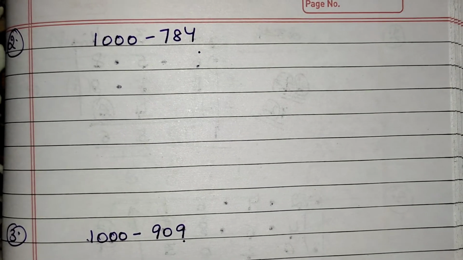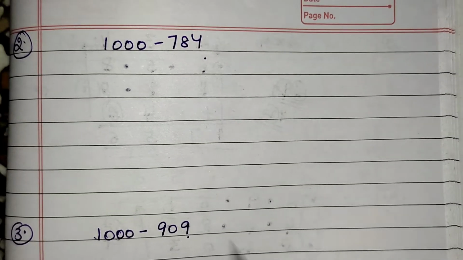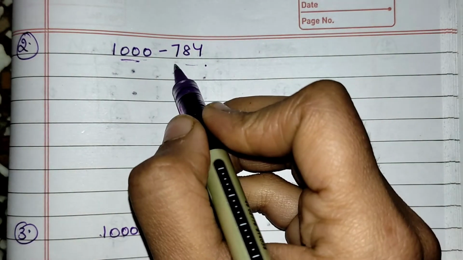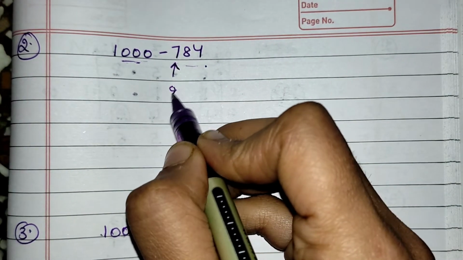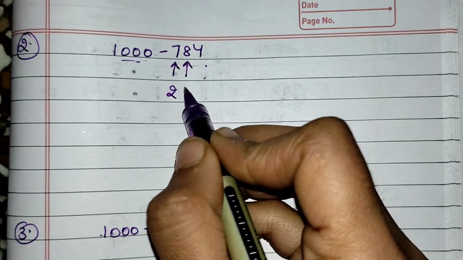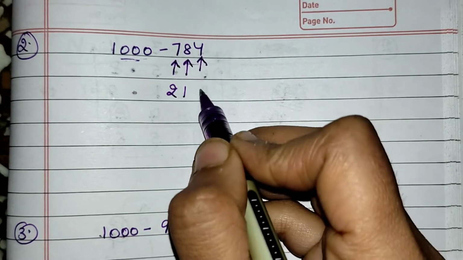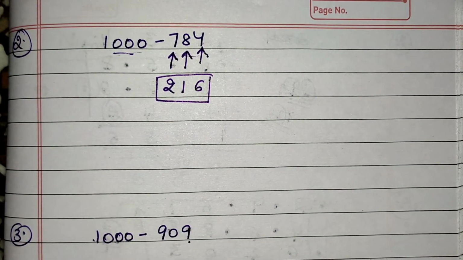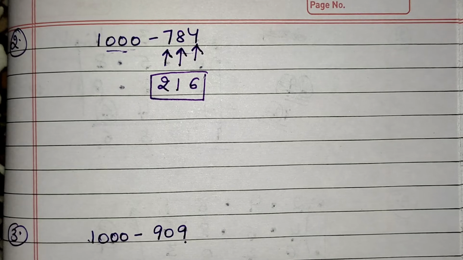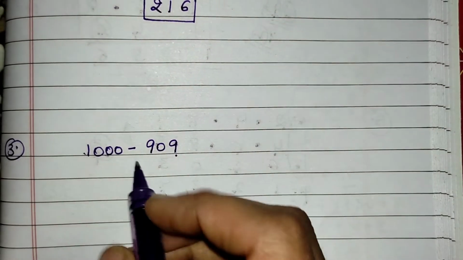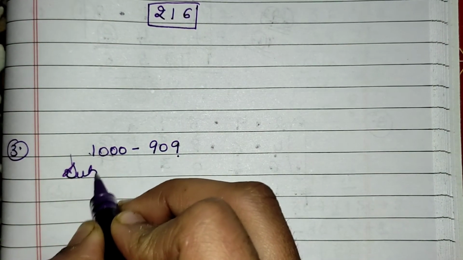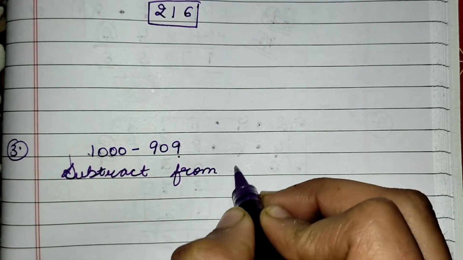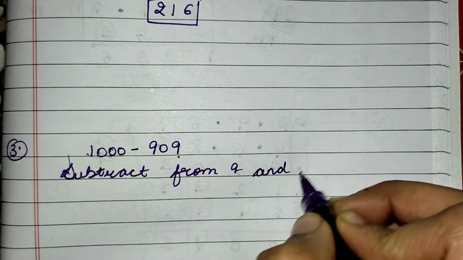So let's take a second example, in which you have to subtract 784 from 1000. By seeing only, you will subtract this from 9, this also from 9, and you will subtract 4 from 10. So what is the answer? The answer is 2, 1 and 6. Let's take another example. You only have to remember this trick: subtract from 9 and the last from 10.